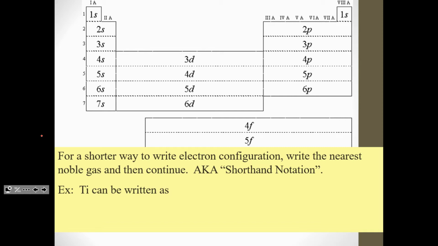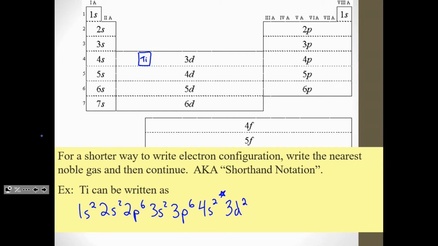So if we're writing titanium, we can write the electron configuration using the old way. Titanium is the second element here in the D block, and it would be 1s2, 2s2, 2p6, 3s2, 3p6, 4s2. Remember, it drops down to 3d, and then we're going to count 2 for titanium. Now, that's the long method.